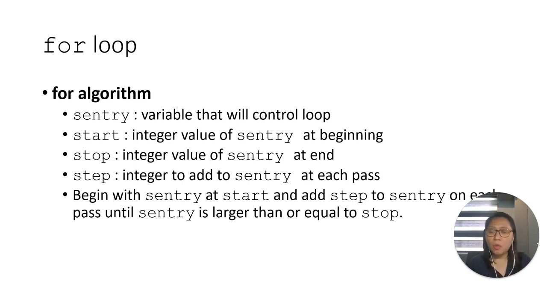So the algorithm for for is begin with sentry at start. Start is the value of sentry at the beginning, and add step, which is the integer to add to sentry at each pass into the loop. So add step to sentry on each pass until sentry is larger than or equal to stop, and stop is the integer value of sentry at the end.